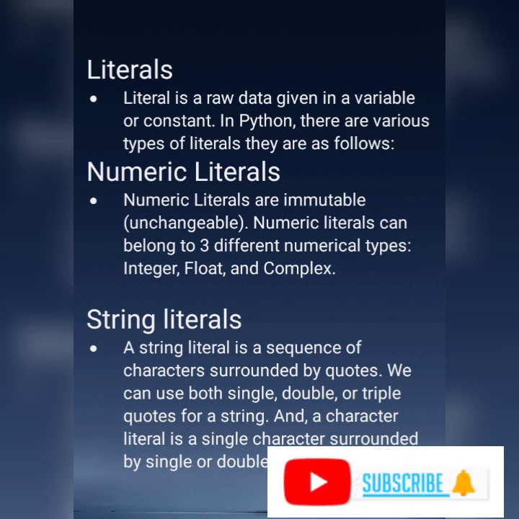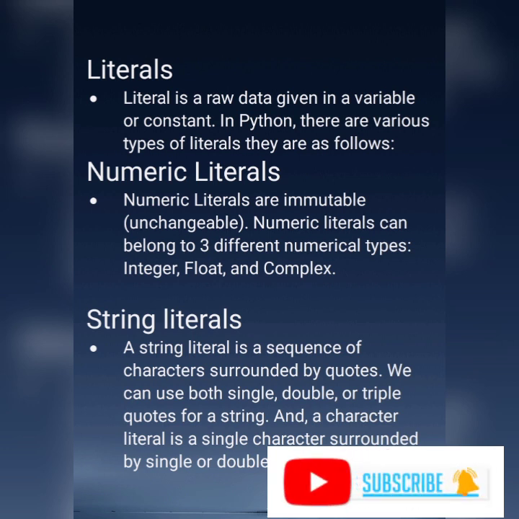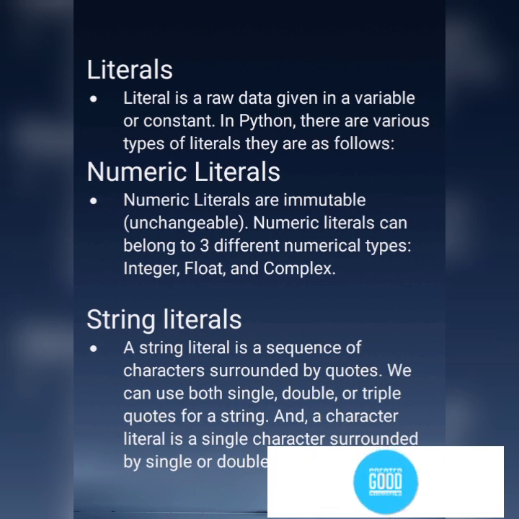Integer values are in decimal format, and floats are like 3.4, 2.2. And complex means real and imaginary values. Let's say one example: 3 plus 4j. 3 is the real part and 4j is the imaginary part. Like that we represent the complex numerical literals.